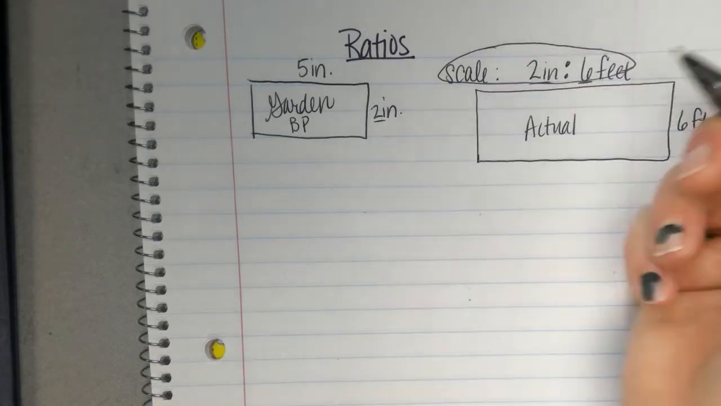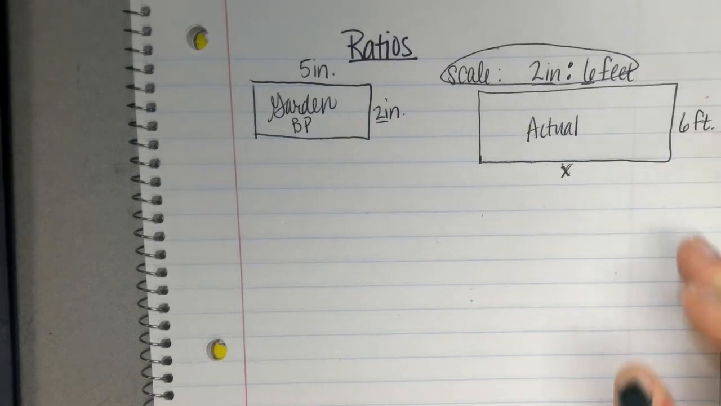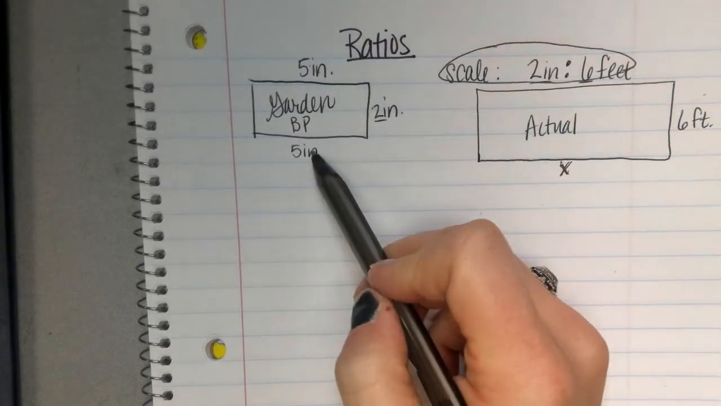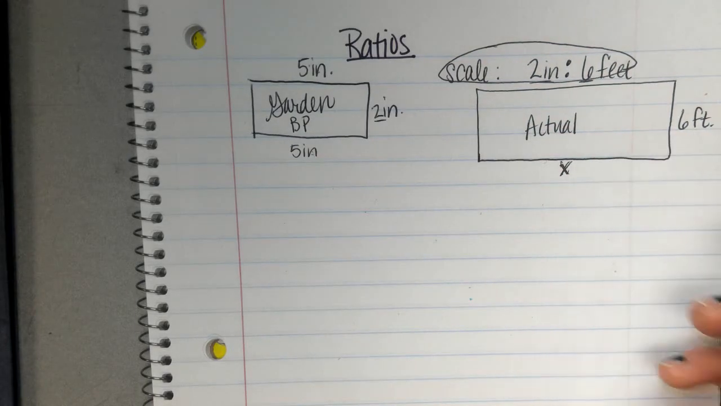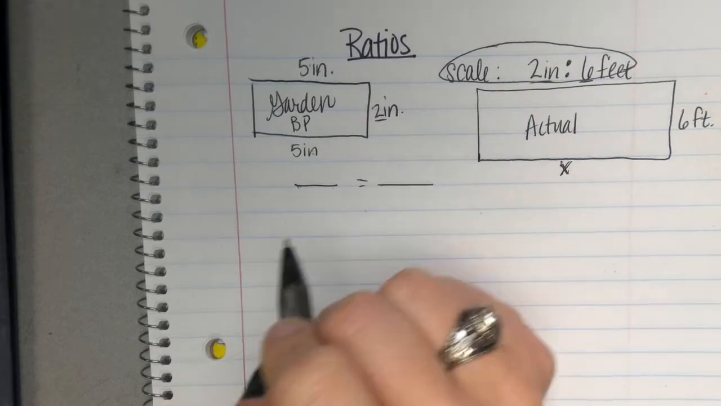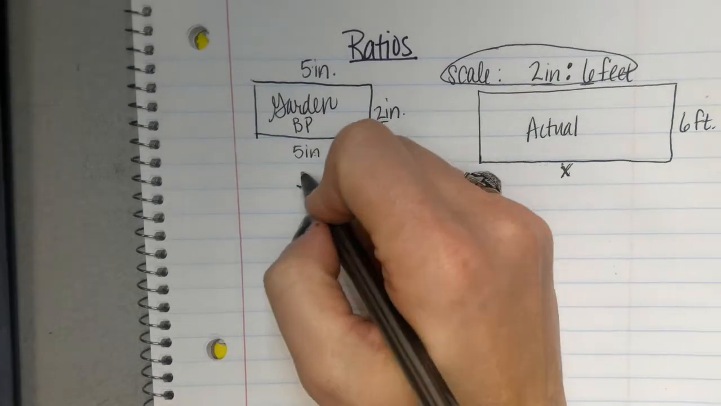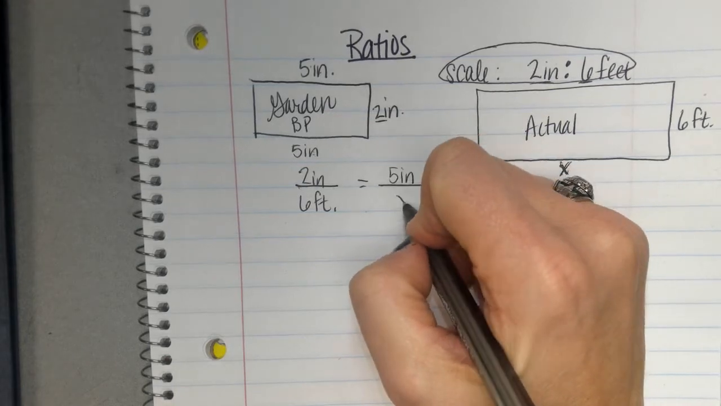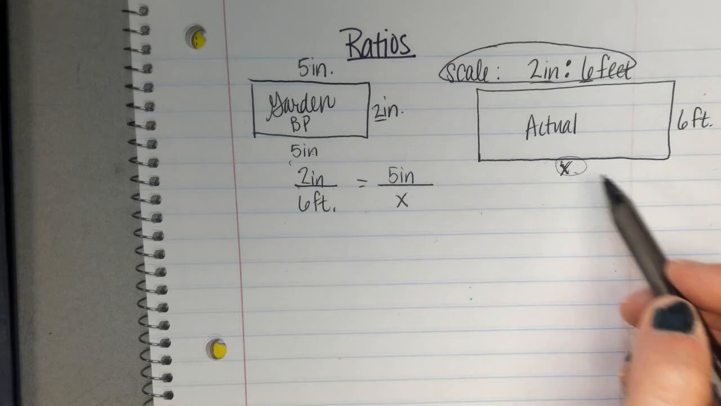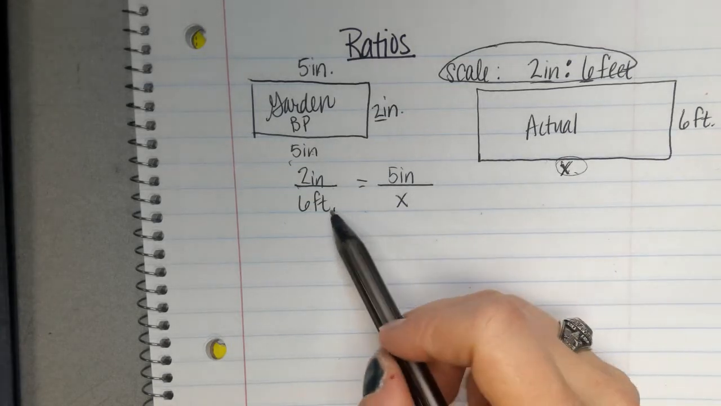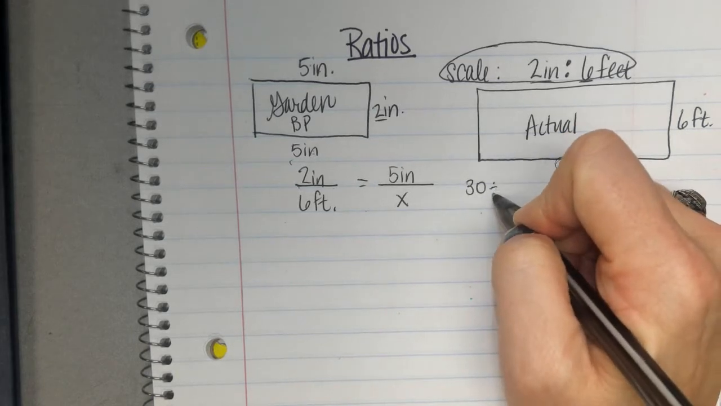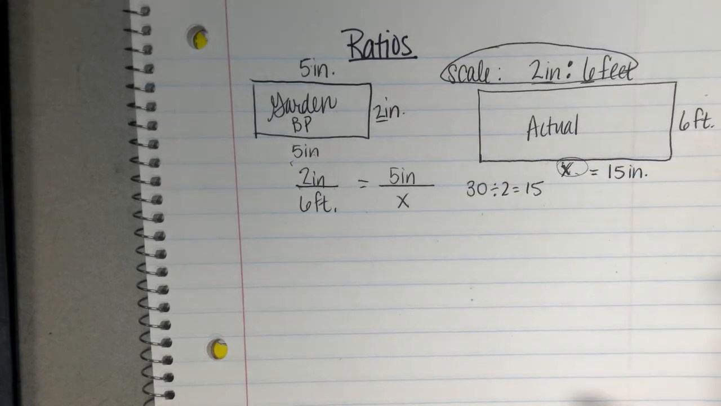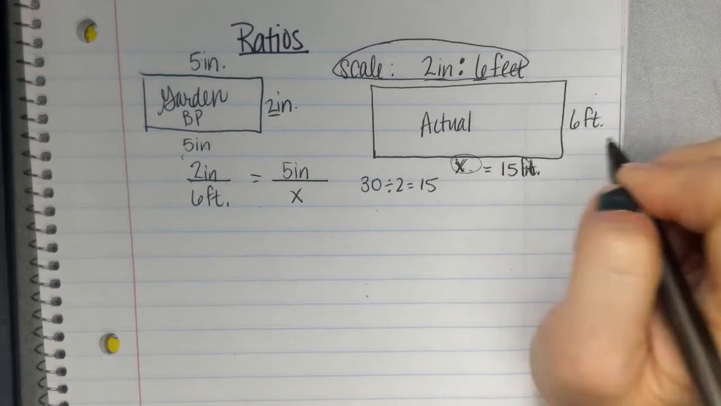Could we figure out what this is? We're going to call it X. Okay, so it's the same. Remember, this is a rectangle, so if this is 5 inches up here, this is also 5 inches. So now we can make a proportion. We can set up two ratios to compare what we know. Well, if 2 inches is equal to 6 feet, then 5 inches is equal to X. This is what we're trying to find, the missing part. Okay, so we're going to cross multiply. We get 30 divided by 2 is 15. So this missing piece here is 15 feet. Following?